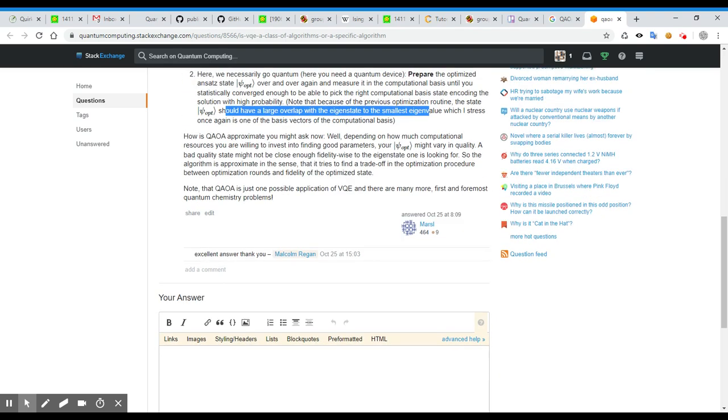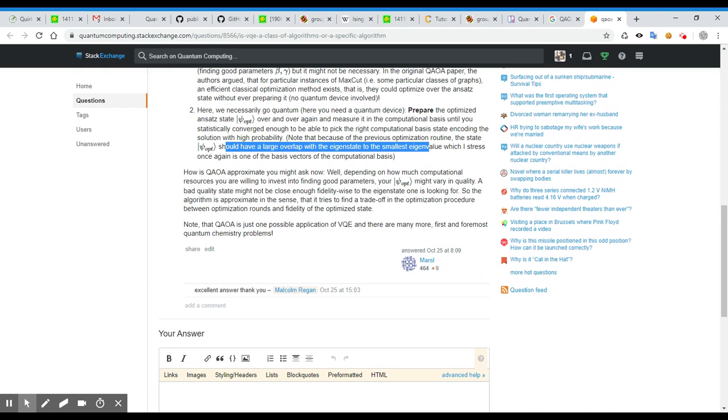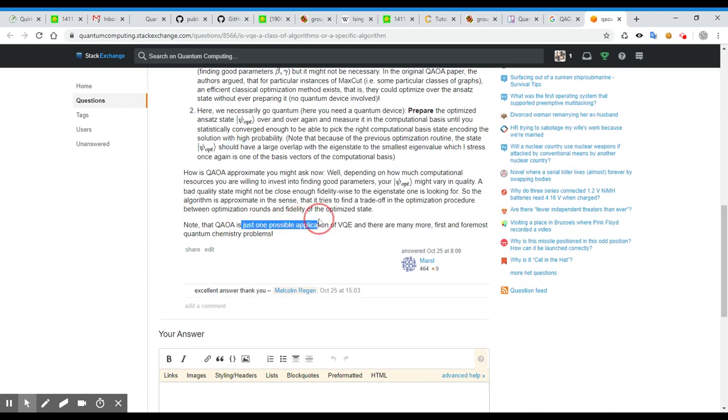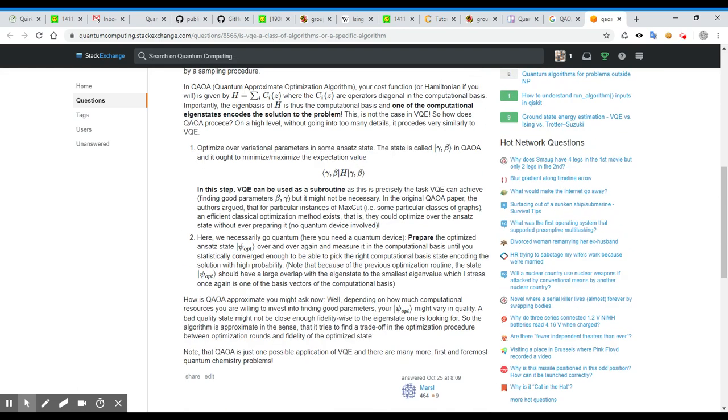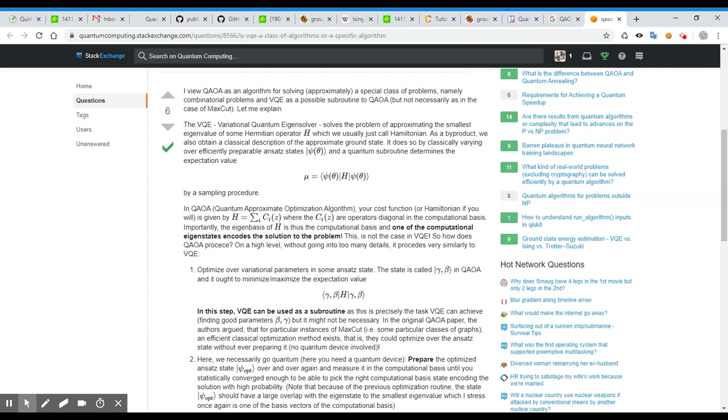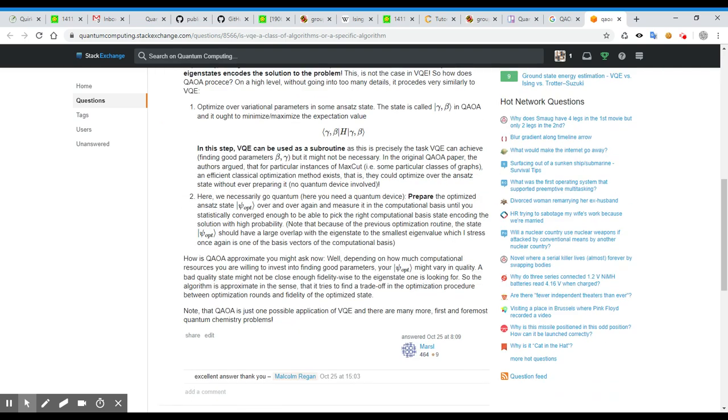Yeah, but I thought that was the whole point of VQE. I mean, note that QAOA is just one possible application of VQE, okay? And there are many more. First and foremost, quantum chemistry problems. So QAOA is one specific case of VQE. Yeah, but then that seems contradictory to what you're saying at the beginning here. That it's an algorithm for solving. So you're saying VQE as a possible subroutine to QAOA. But basically, QAOA is just a possible application of VQE, okay.